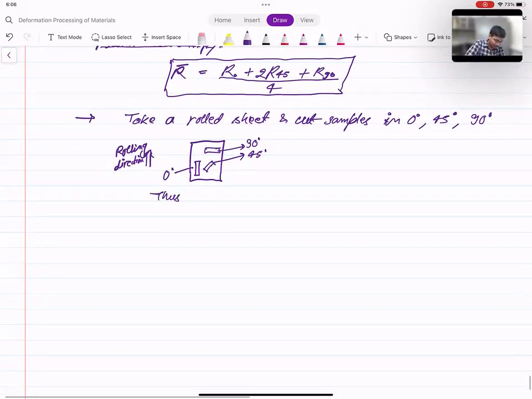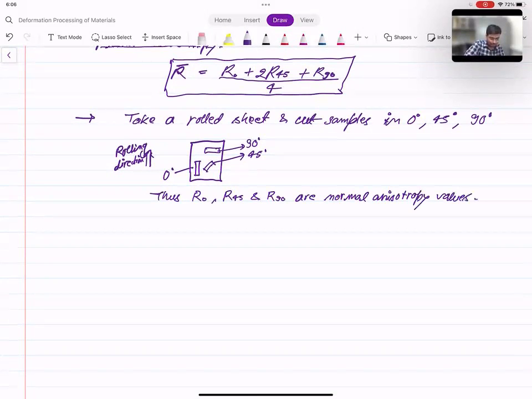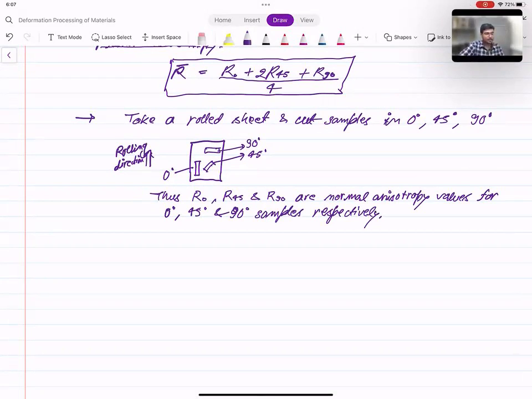Because R0, R45 and R90 are normal anisotropy values, let me write values for 0 degree, 45 degree and 90 degree samples. Okay. So this gives us the planar anisotropy values.